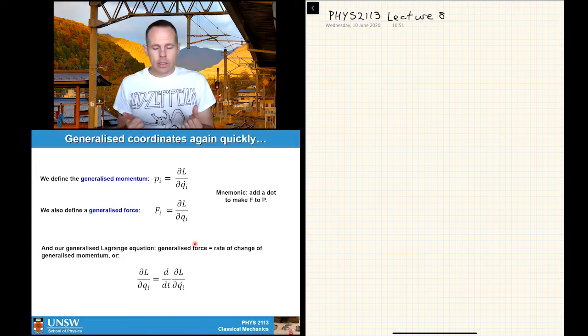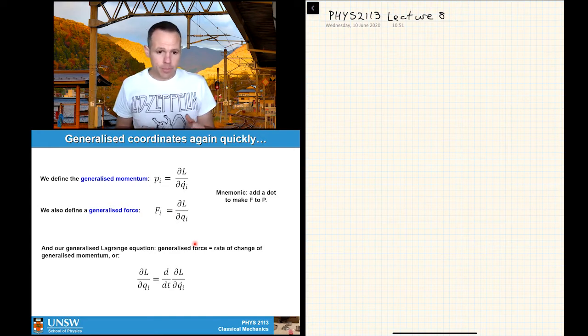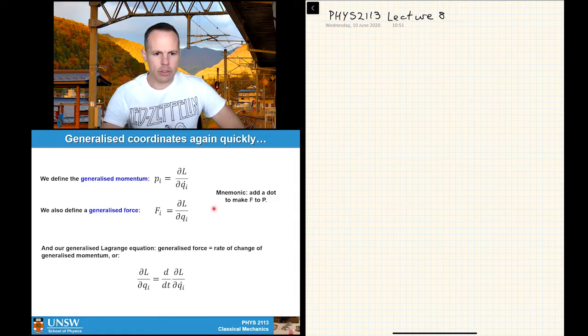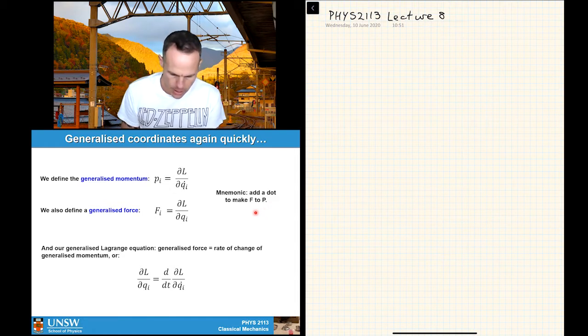All right. So I mentioned a couple of lectures ago that I would tell you a really nice mnemonic for remembering which one is which, and I basically remember which one is which as this. If I add a dot to make an F into a P, okay, so let's think about this for a second.